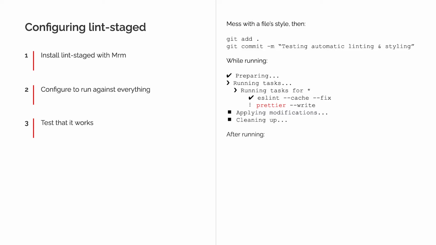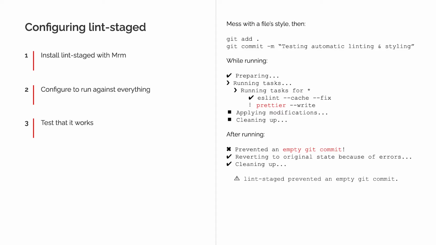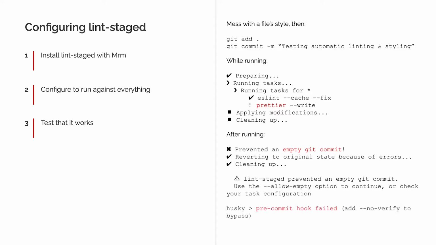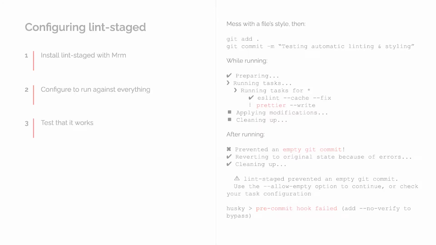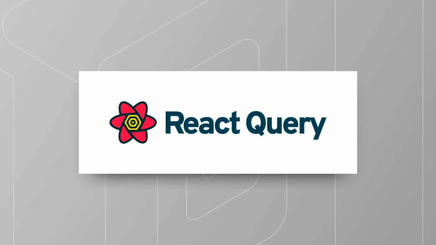All going according to plan, you should see something like the following. In my case, the entire commit consisted of a style violation, so it rolled it back. If it was mixed in with regular commit lines, however, it would simply apply the correction and carry out the commit. Let's move on to talk about our first app-side dependency, React Query.